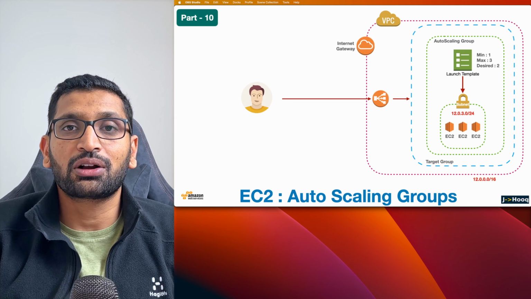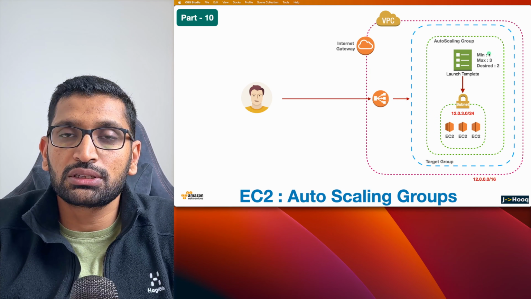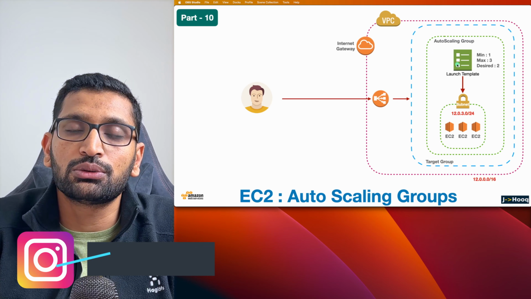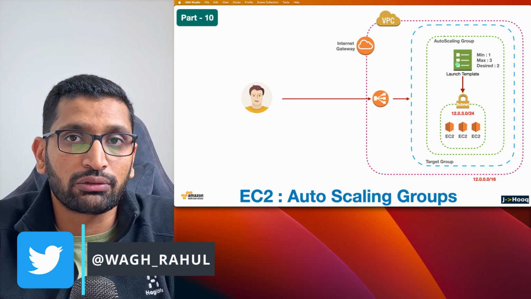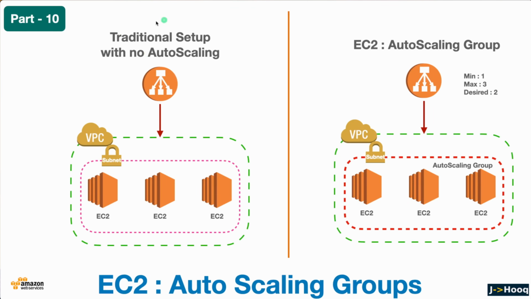In this session, we are going to take a look at EC2 auto scaling groups. As the name suggests, auto scaling means it is going to automatically create EC2 instances in our AWS environment. Let's try to compare the two approaches. Here on the screen, you can see one is the traditional setup without auto scaling, and on the right hand side, you can see the EC2 auto scaling setup.